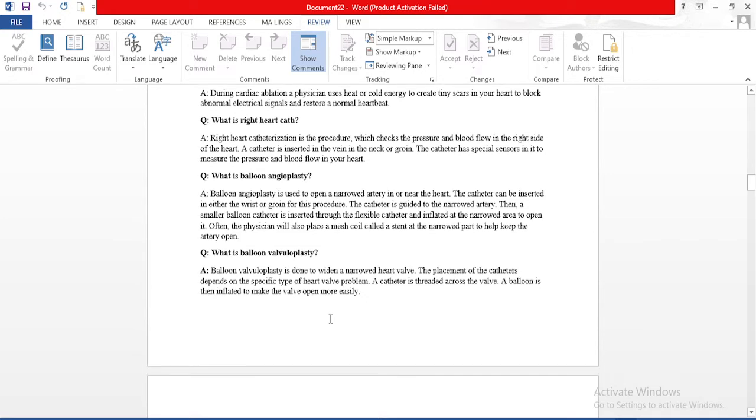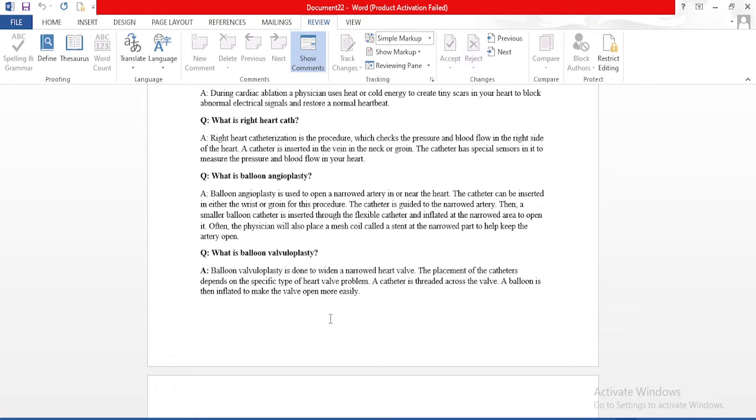What is right heart cath? Right heart catheterization is the procedure which checks the pressure and blood flow in the right side of the heart. Here, a catheter is inserted into the vein in the neck or groin. The catheter has special sensors in it to measure the pressure and blood flow in our heart. So usually the catheter is placed in the neck or groin area and it has special sensors which can measure the pressure and blood flow in our heart.